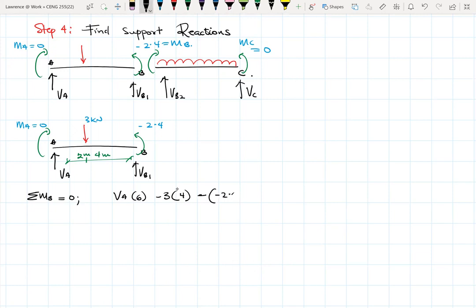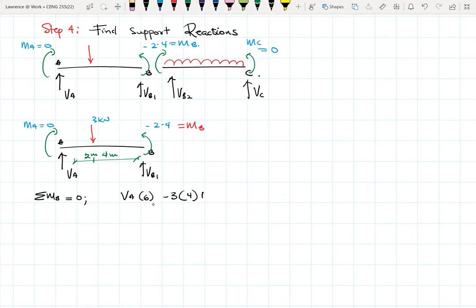Minus 2.4 equals 0. Okay. Now since we are taking moment about B, it means that VA, or you know what? Instead of using the actual values, I rather use the variables for now. So this is our MB. Okay. And this is our MA. So it becomes VA times 6 minus 3 times 4, then plus MA minus MB. Okay, it's easier this way.